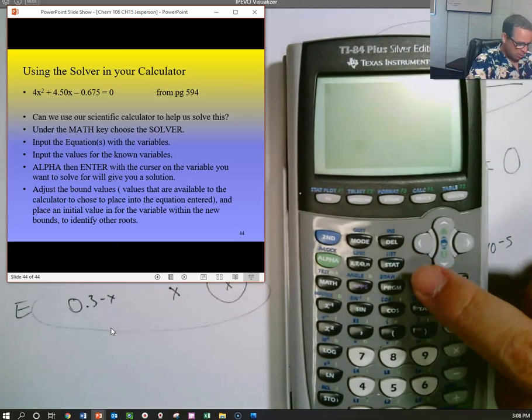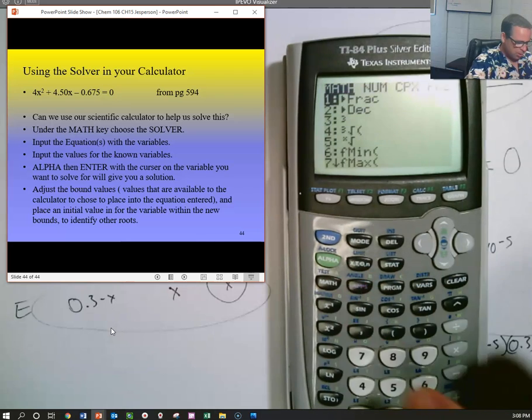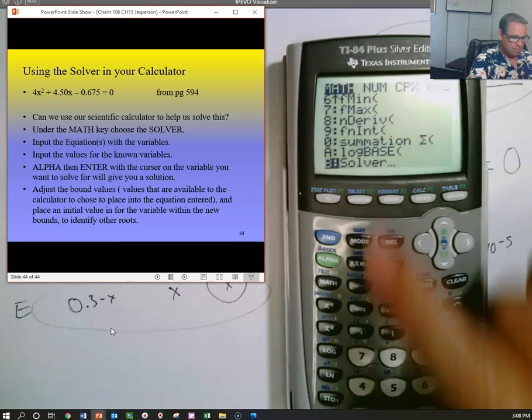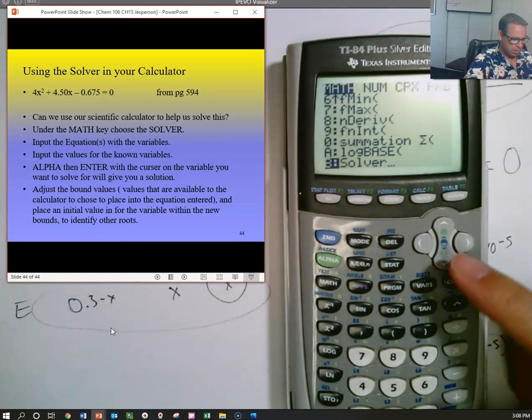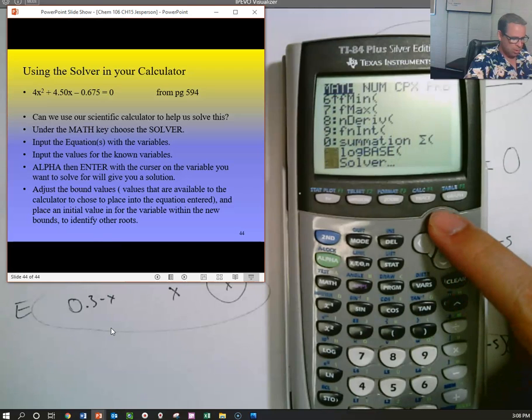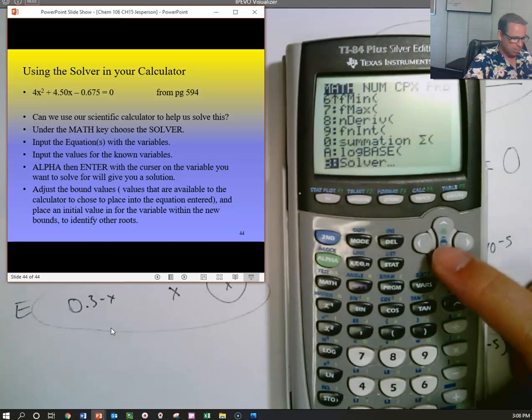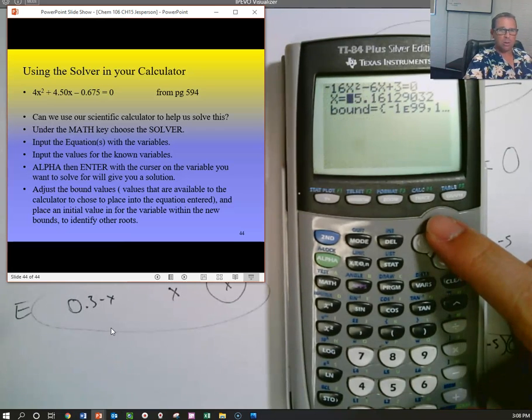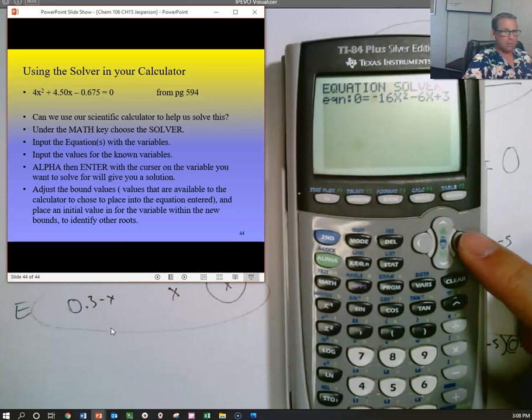If that song ever leaves your brain, then we can go to our math menu here. And the last option in the math menu, I get there by going all the way down to the bottom, or just going to the top and then going up one, is the solver. And then once you have the solver here, you can write in a given equation.